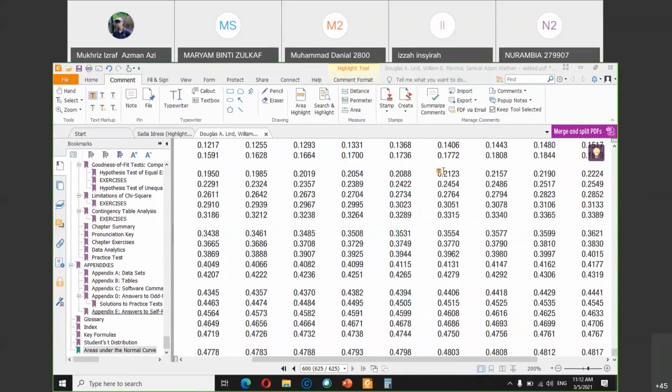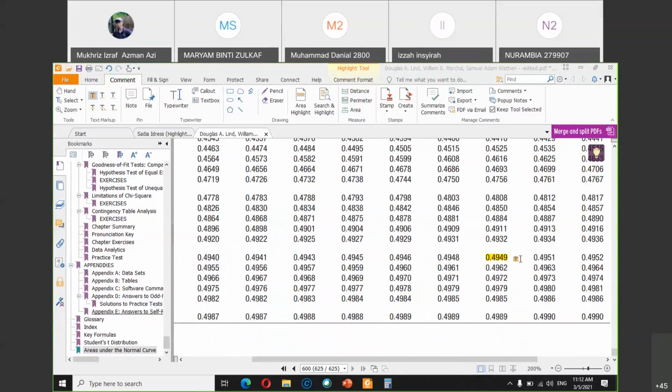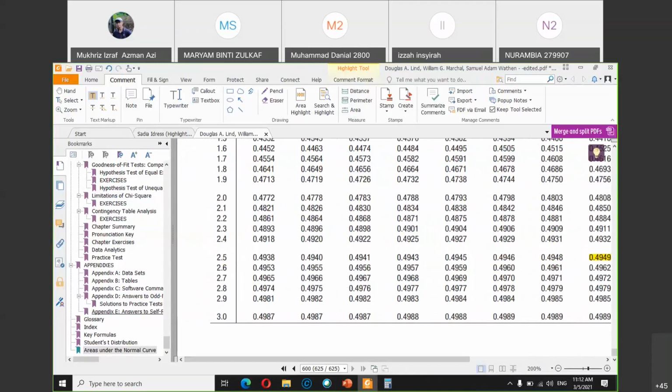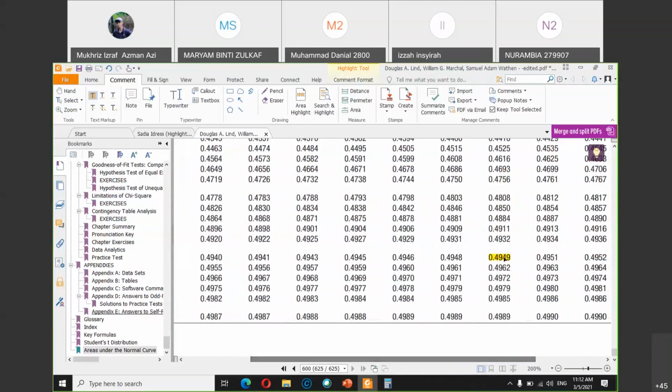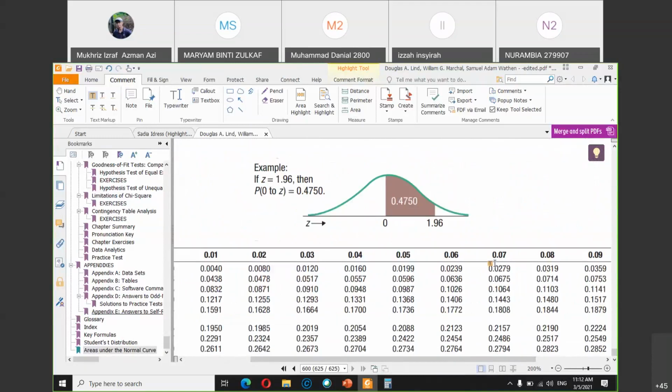So how do I know that? Again, you find the nearest to 0.495. The one that we can use is 0.4949. You round up to 3 decimal places, you get 0.495. So the corresponding value is 2.5, and then go to the top, 2.57. So for that particular exercise just now, if you want to calculate the 99% CI, the Z value that you can use is 2.57. That will also give you the correct answer as well.